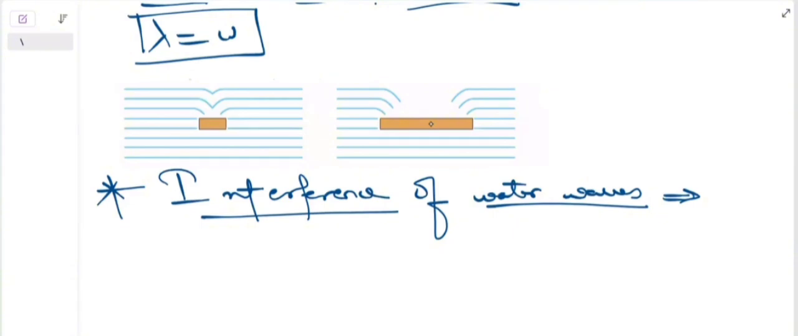Yes, ma'am. Okay. And if the frequency of the individual waves is equal, then their amplitude will be constant, and hence their phase difference between the two waves will also be constant.